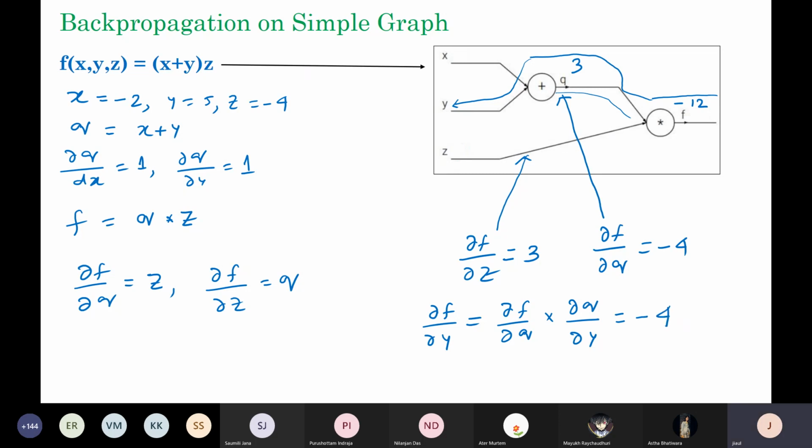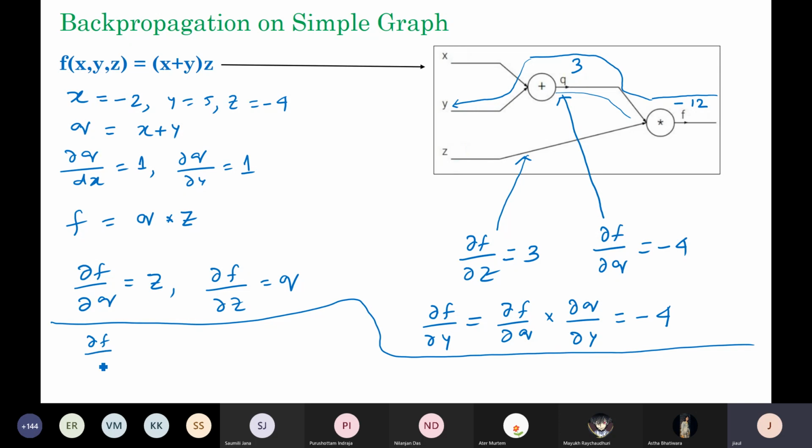Now similarly, I'm writing down here, say I have to compute del f del x, because I have to compute everything. So for del f del x also, you can think about it the same way: I proceed along this path up to this one. It is del f del q, because it depends on this, and then del q del x. So this is going to be -4.